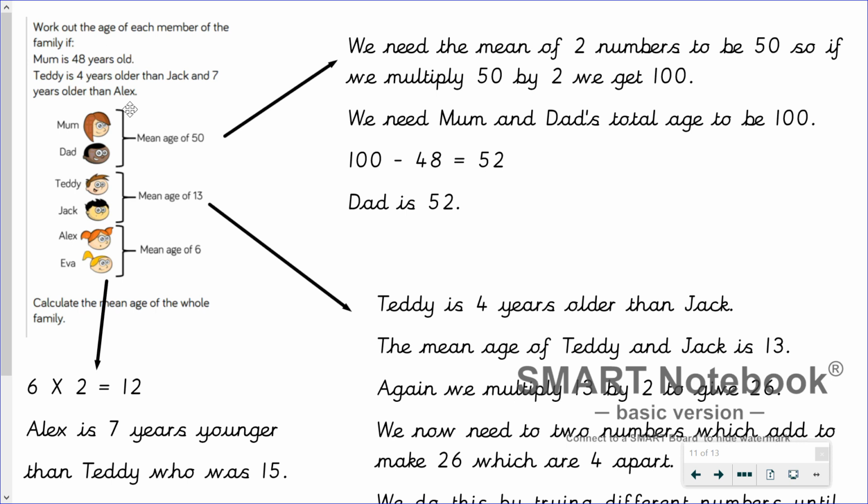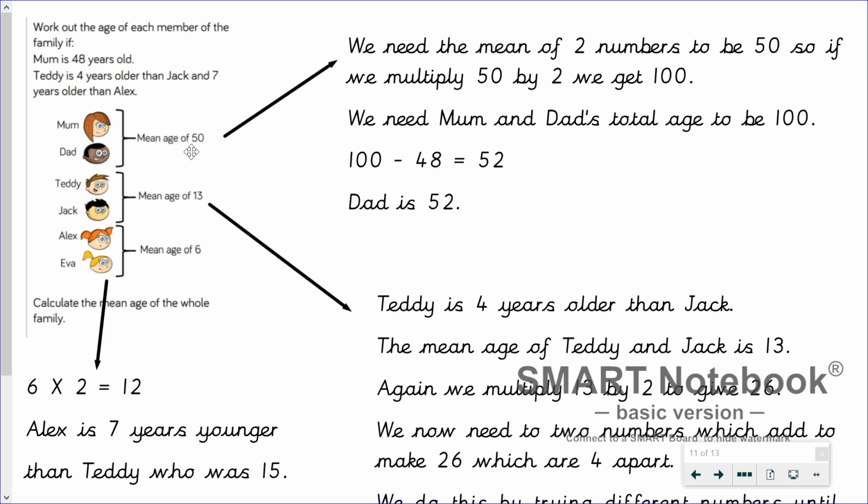So I started at the top, and work my way down. And the reason I started at the top is because I'm told the age of Mum. So Mum and Dad have a mean age of 50. There are 2 of them, so the mean would be divided by 2. Mum is 48 years old. We do the opposite here. Okay, we can use the inverse.